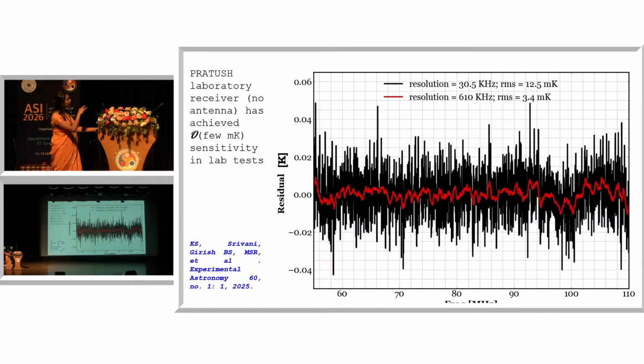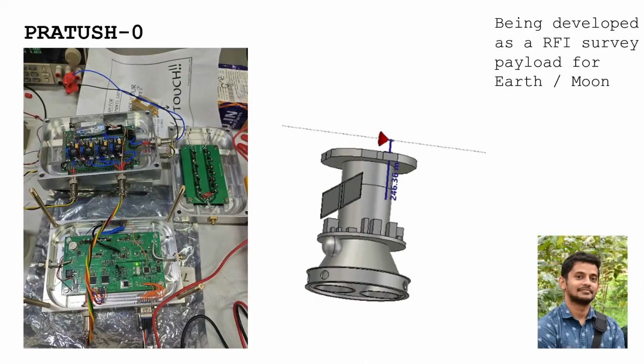It has noise of a few millikelvin, and the signal we are trying to detect is tens if not hundreds of millikelvin. So we are good to go in terms of a radiometer architecture. And Narendra has a poster on this that he'll be talking about, so please go check it out. And because lunar launches are few and far in between, we are also doing a small mini Pratyush called Pratyush 0 that Bharat spoke about yesterday in his talk.